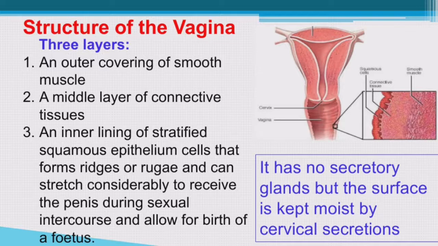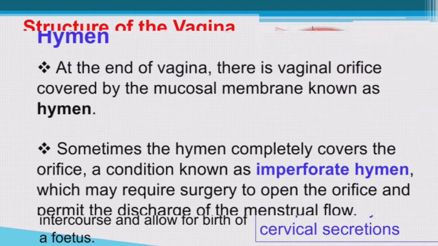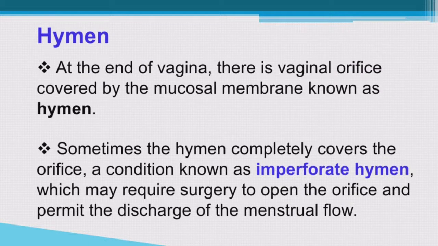Point to be noted. It has no secretory glands but the surface is kept moist by cervical secretions. Hymen at the end of vagina. There is a vaginal orifice covered by the mucosal membrane known as hymen. Sometimes the hymen completely covers the orifice, a condition known as imperforate hymen, which may require surgery to open the orifice and permit the discharge of the menstrual flow.